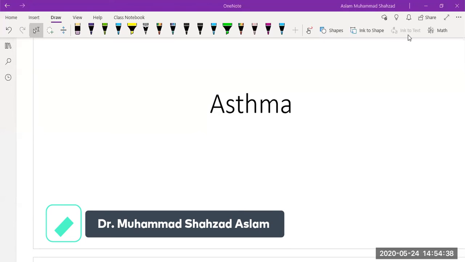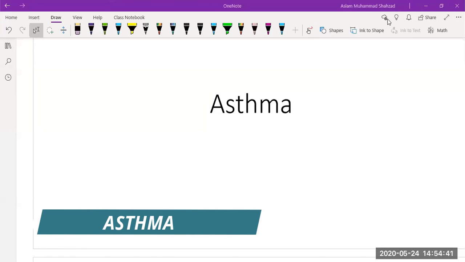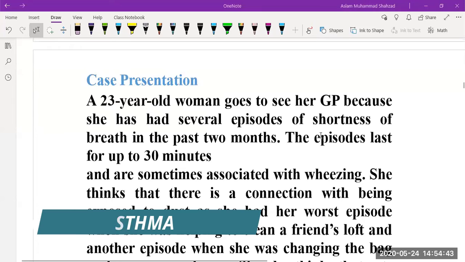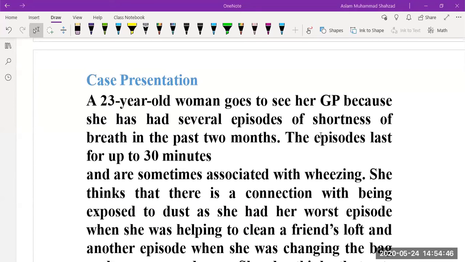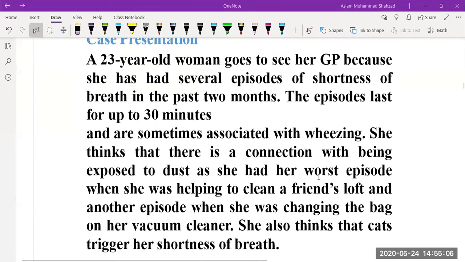Today we are going to discuss another topic, which is asthma, and I'm going to present another case. A 23-year-old woman goes to see her general practitioner because she had several episodes of shortness of breath in the past 2 months. The episodes last up to 30 minutes and are sometimes associated with wheezing. She thinks that there is a connection with being exposed to dust, as she had her worst episode when she was helping to clean a friend's loft, and another episode when she was changing the bag on her vacuum cleaner. She also thinks that cats trigger her shortness of breath.